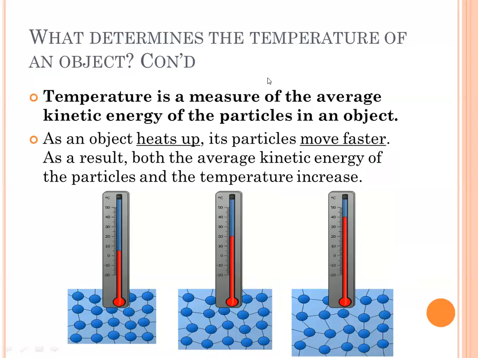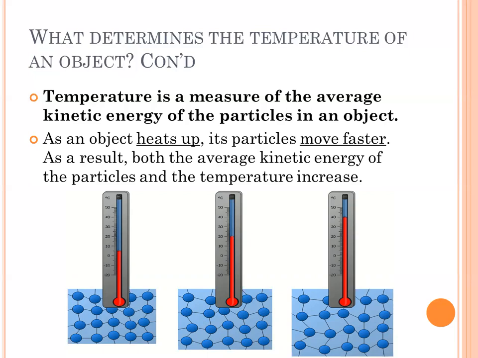So what determines the temperature of an object, continued? Temperature is a measure of the kinetic energy of the particles in an object. Let's talk about what that means. When an object heats up, its particles heat up, and they move faster and faster.